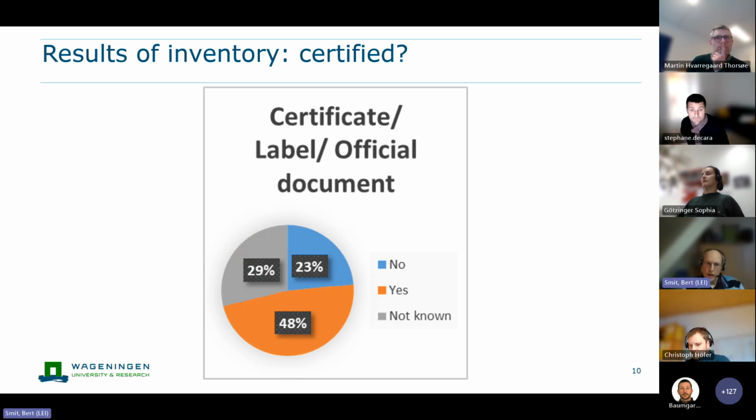We also wanted to know if these schemes are certified somehow with a certificate or a label or an official document, and it turned out that almost half of these had indeed such a document, but a quarter of them did not. For the roadmap, it can be important to know that a scheme is accepted also in a more official way, so that it has really a legal basis for farmers to get paid for it.